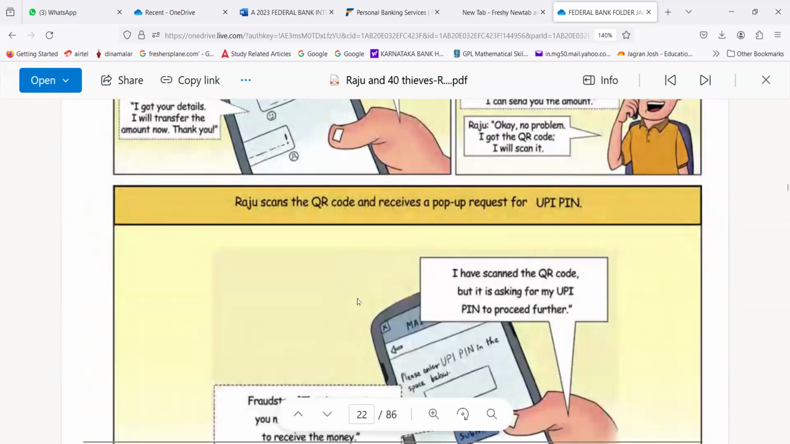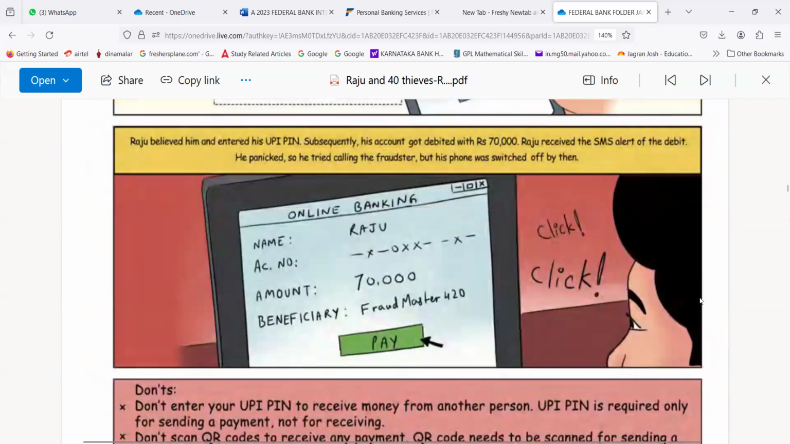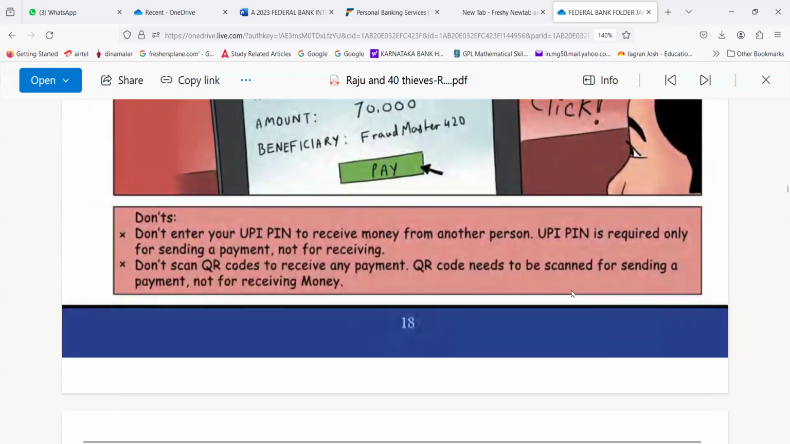Here, he is sending a QR code. Achha. Yes, please read. Raju scans the QR code and receives a pop-up request for UPI PIN. Raju: I have scanned the UPI QR code, but it is asking for my UPI PIN to proceed further. Fraudster: This is correct. You must enter your UPI PIN to receive the money. Raju believed him and entered his UPI PIN. Subsequently, his account got debited with ₹70,000. Raju received the SMS alert for the debit. He panicked, so he tried calling the fraudster, but his phone was switched off by then.